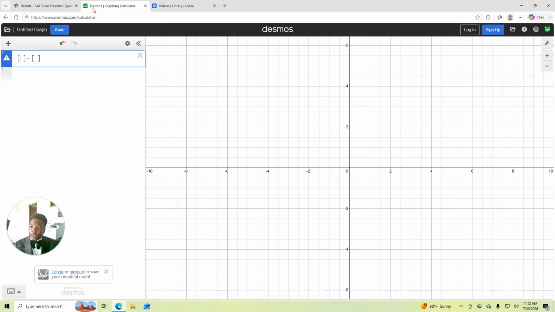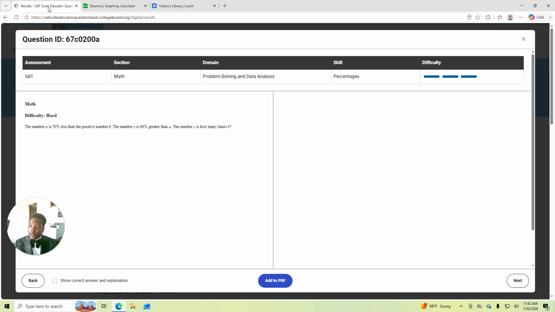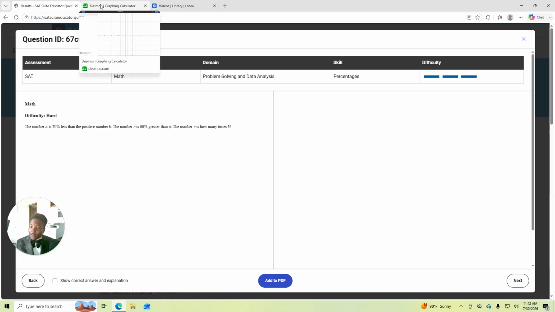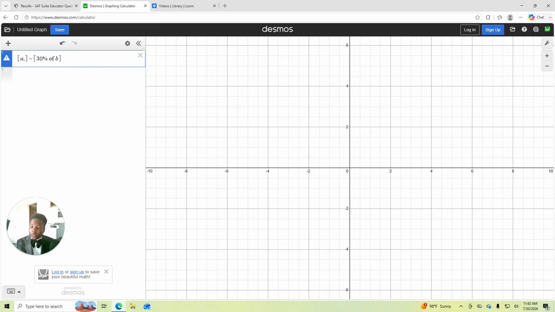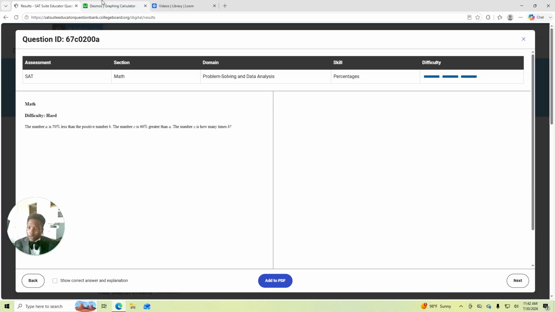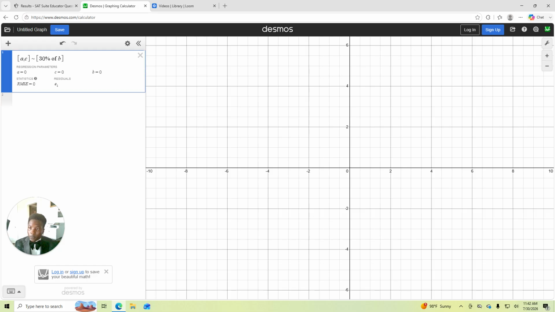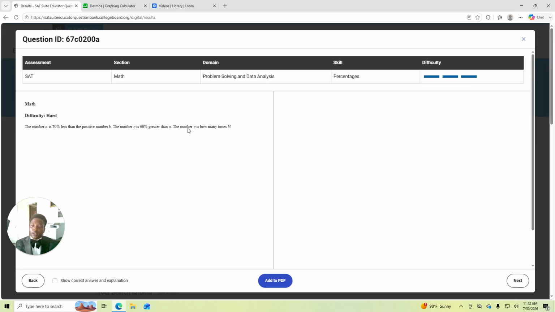A is 70% less than the positive number B. So A, we go to the other side, and since it's 70% less, you just do 1 minus that percentage in decimal form. So it'd actually just be 30% of B. And then C is 80% greater than A. Since it's greater, you just add 1 plus that percent in decimal form, so it'd be 1.8 or 180%. So we can just put that there. C is 180% of A. The number C is how many times B?